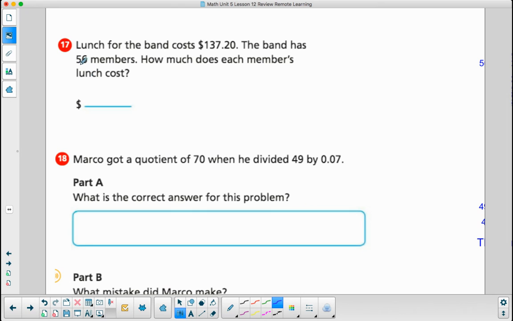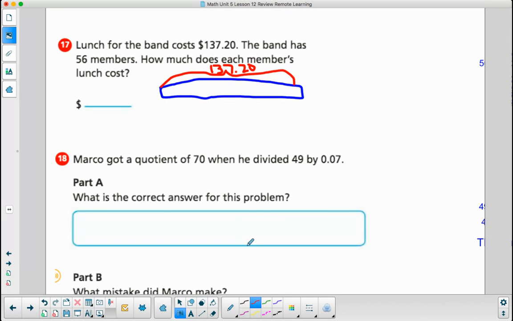Number 17. Lunch for the band cost $137.20. The band has 56 members. How much does each member's lunch cost? So all together, the lunches cost $137.20.